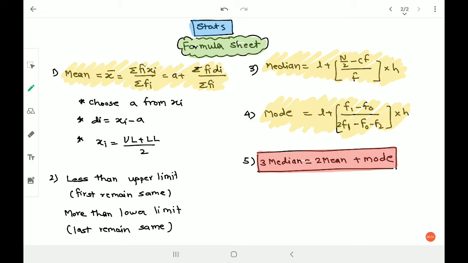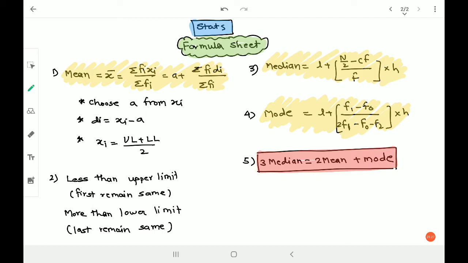Then the second thing we have checked is the cumulative frequency table. For less than type, take the upper limit and the first remains the same. This is a short form to remember how to prepare the less than type CF table. For the more than type CF table, take the lower limit and the last remains the same. So you have to understand that. When it comes to addition, it is zigzag addition, and when it comes to subtraction, consecutive subtraction. CF table to FDT and FDT to CF table, both you must be able to do.